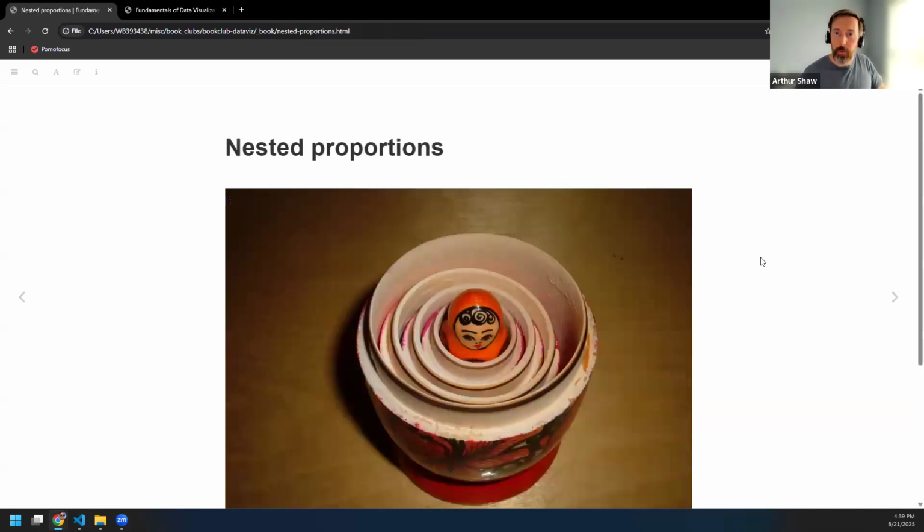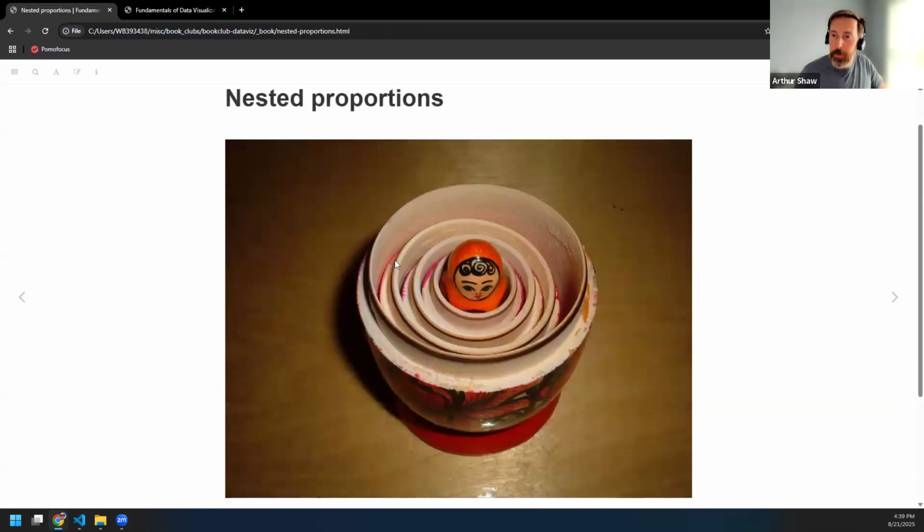Let's see, so on then to nested proportions, this kind of nested Russian doll. You can imagine you have a percentage and you want to look at the percentage of something within it, and within it, and within it, etc. Maybe not the best visual metaphor, but definitely got the nesting clearly there.